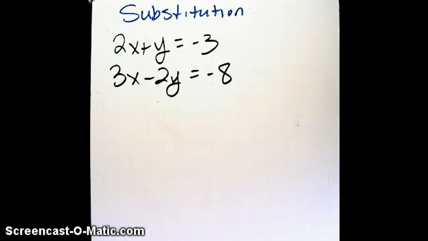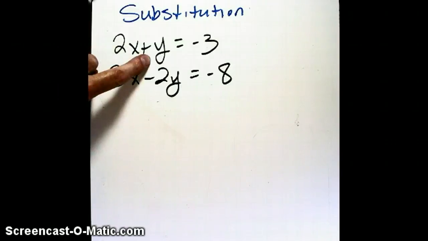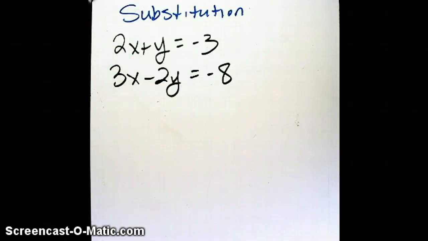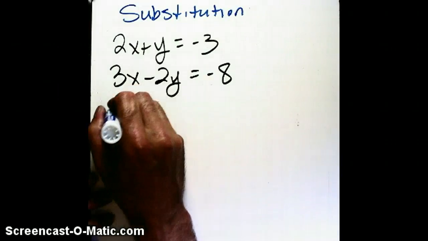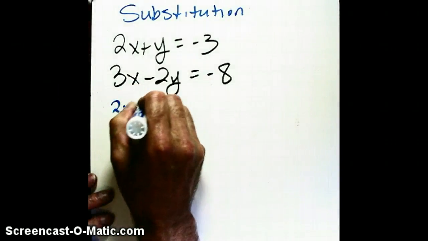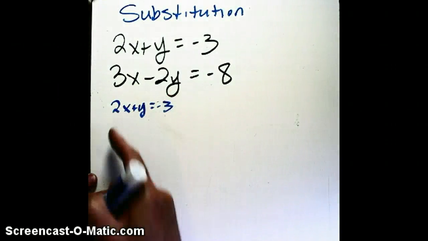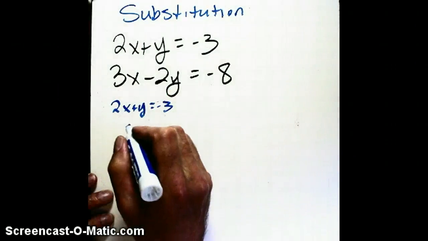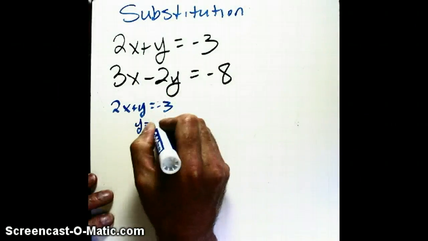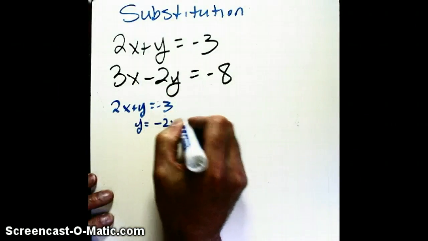All right, I want to solve this problem using the substitution method. What I need to do is solve one of the equations for one of the unknowns. Notice this top equation has a y by itself. So let's just do it, okay? 2x plus y is equal to negative 3. Move the 2x. So I'm going to say y is equal to negative 2x minus 3.